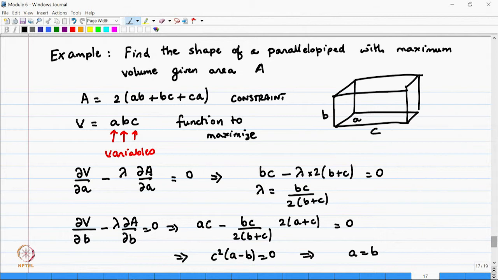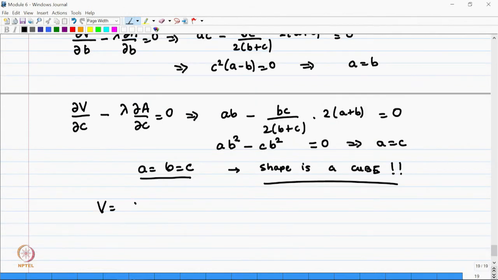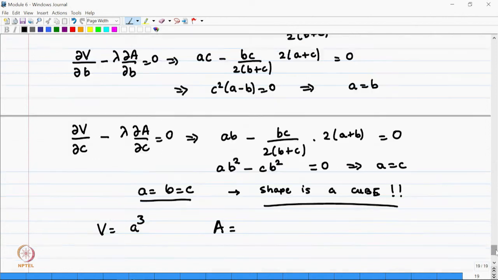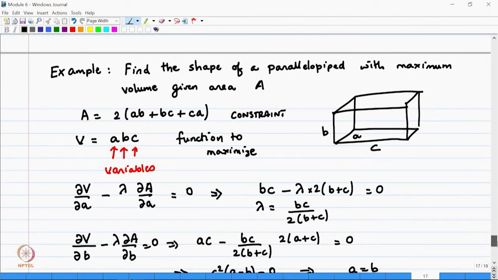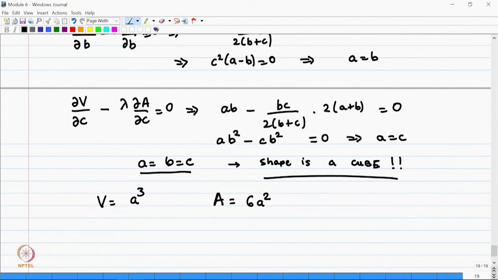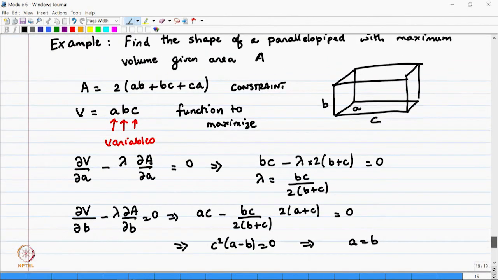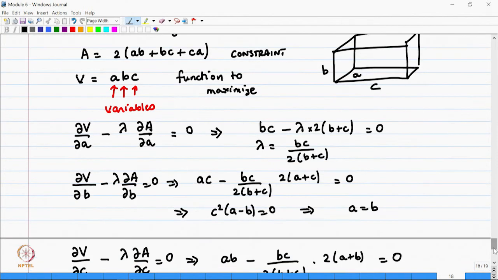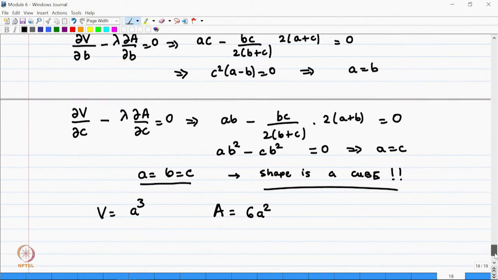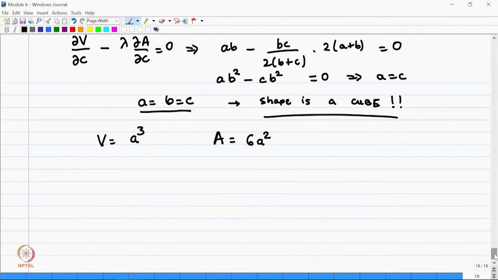Now, how do we know it is a maximum and not a minimum? If a equals b equals c, V equals a³. Area is basically given by 2a² times 3, so that is 6a². At this point, we do not know whether it is a maximum or minimum volume. We just know that the volume is an extremum. If you want to check whether it is a maximum or minimum, you have to take the second derivative and look at all the constraints that we used earlier. I can write a equal to the square root of A by 6, and V equal to (A/6) raised to 3/2. This is the volume that corresponds to an extremum.